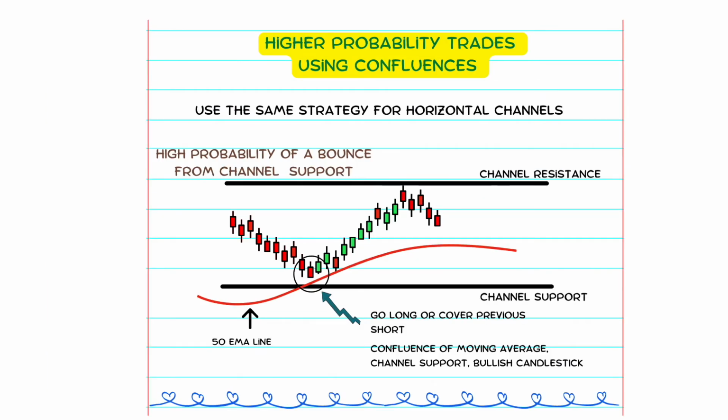So we use the same strategy for horizontal channels. If we see that price is at the 50 EMA line and at the horizontal support line at the same time, we go long. The confluence of moving averages and the channel support and the bullish candlestick at this support area increases the probability of a bounce.